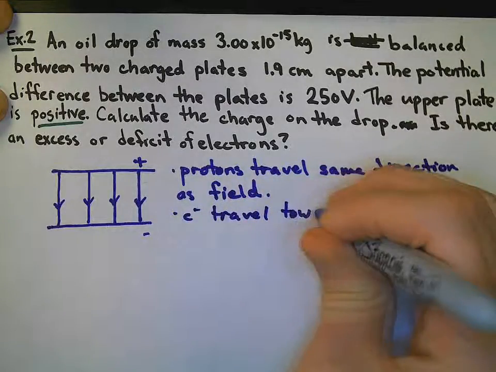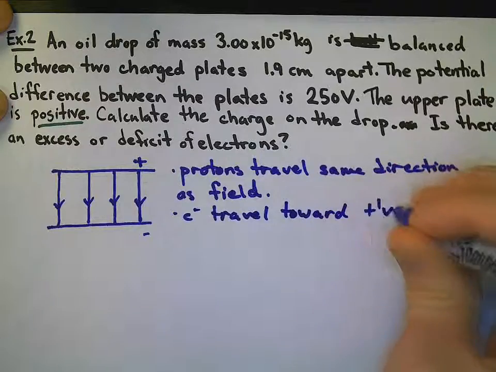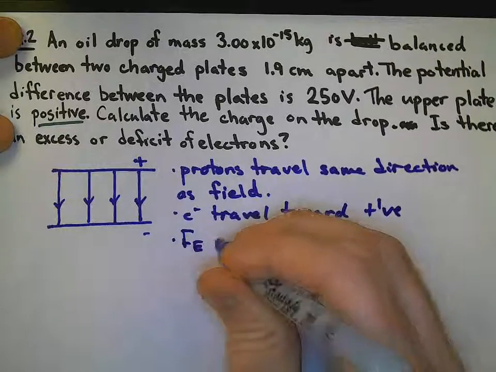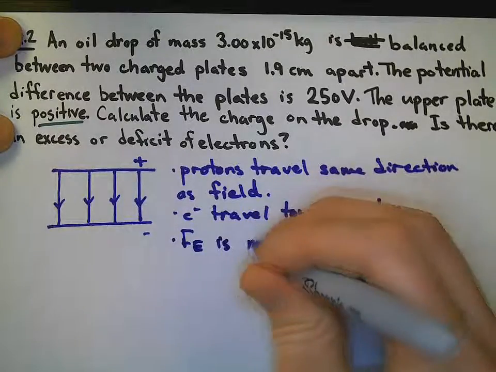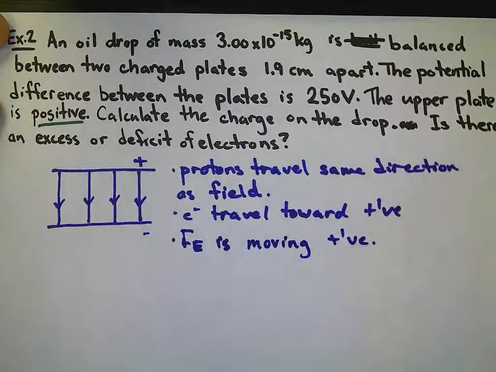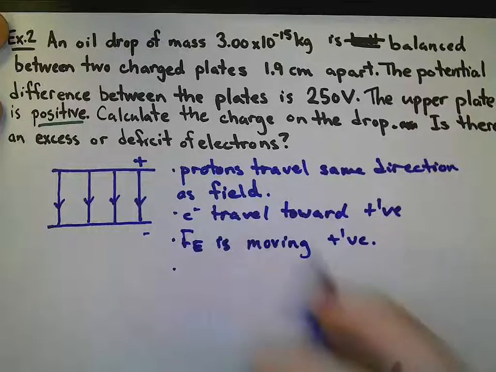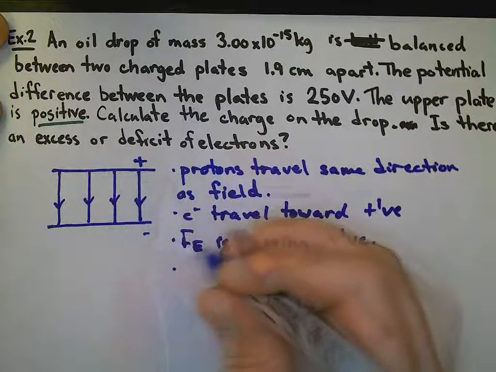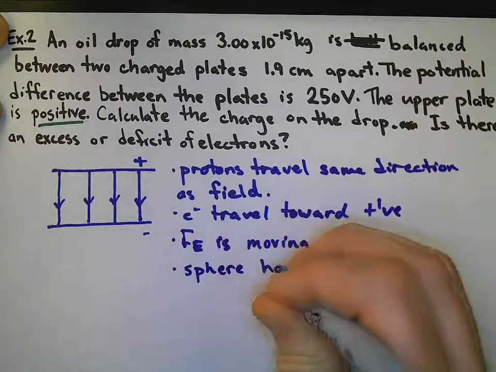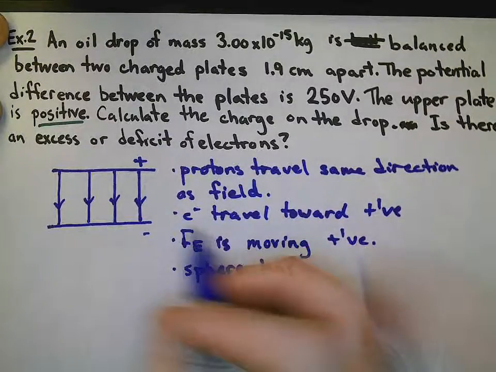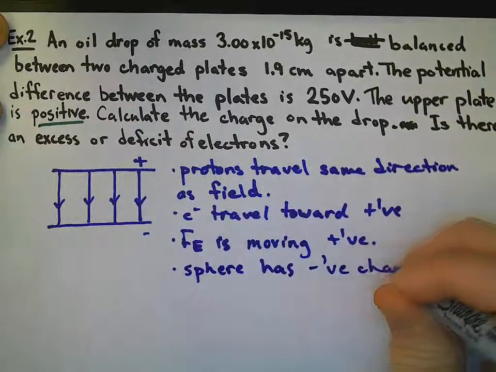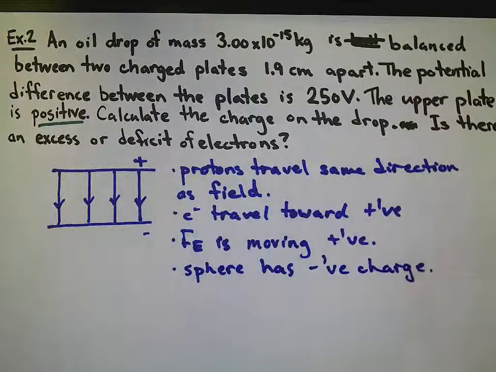towards the positive end. What that tells us is that the electric force is moving towards the positive as well. Therefore, if it's moving towards the positive, that means the charge on the sphere, by the law of electric charges, has a negative charge. And that's huge for part of this question here.